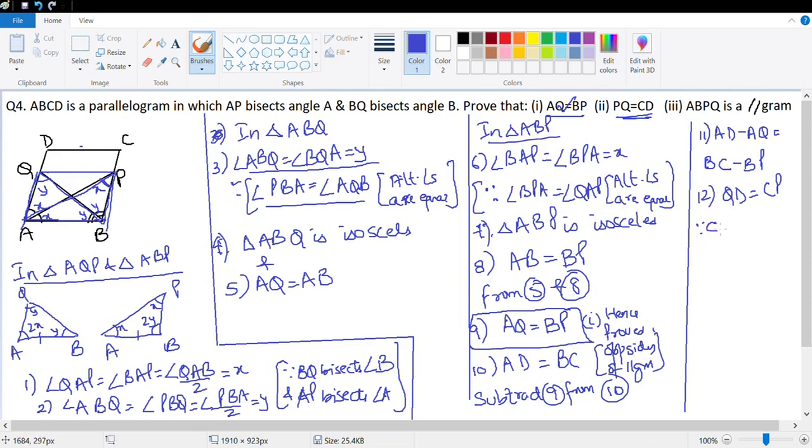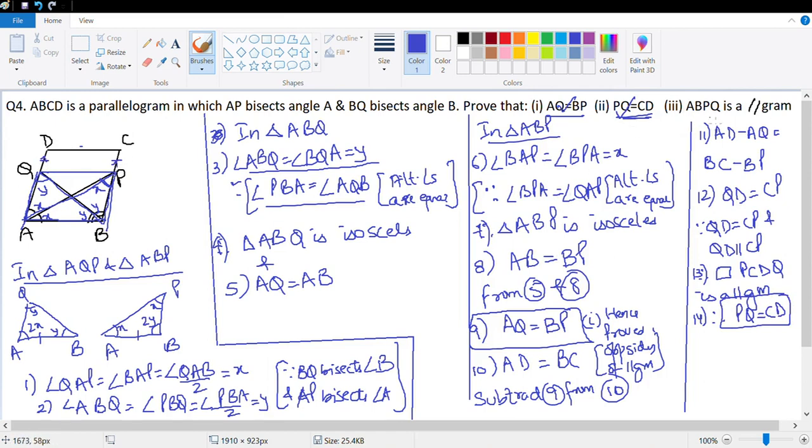Since QD is equal to CP and QD is parallel to CP, therefore quadrilateral PCDQ is a parallelogram. Perfect. So what this means is, this is point number 13. Therefore PQ is equal to CD. That's what we've proven. Why is this equal? Because this part and this part are equal, and in any case they are parallel. Now that part is done.